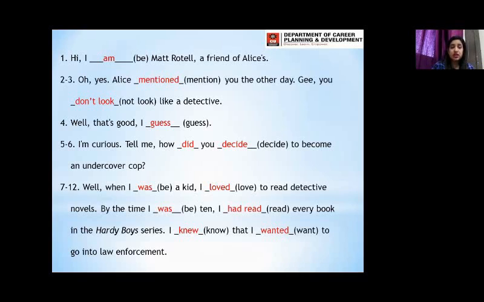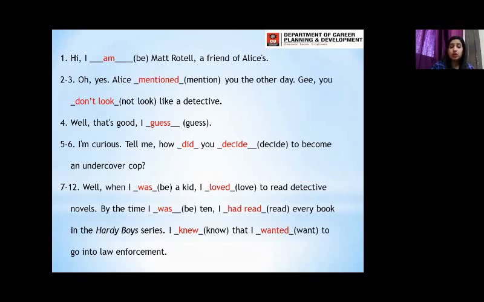Next sentence is, "Oh, yes, Alice mentioned you the other day." So over here, we have used the past tense. "Other day" means some day back in time. So the person is talking about something that has happened in the past. So that is why "mentioned."